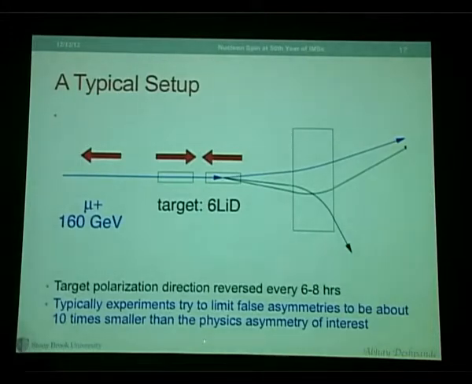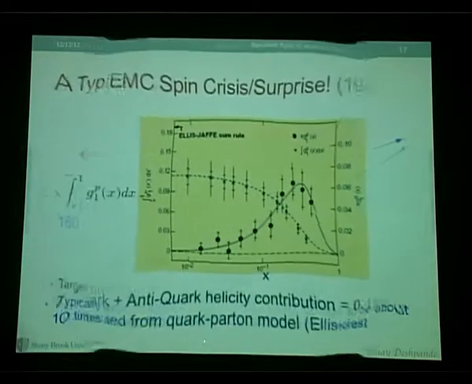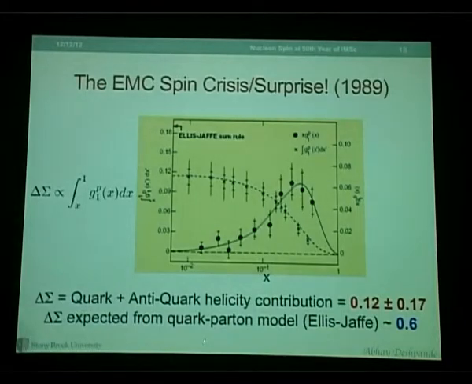And eventually, over about 6 years, we could measure small false asymmetries at the level of 10 to the minus 4. We could contain them at 10 to the minus 4. All right, the experiment was done.